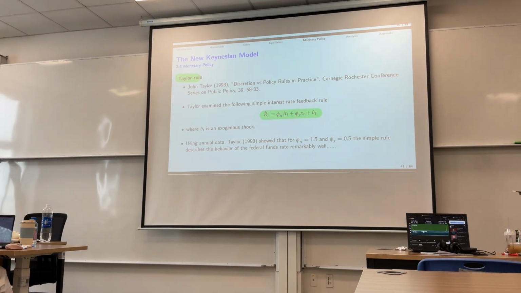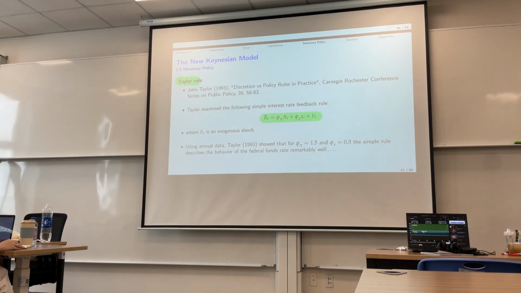Now, to introduce this: John Taylor wrote this paper 30 plus years ago, and he detected something so fundamental and so important that his name was tagged onto it. That's why it's called the Taylor rule, because it's his last name, John Taylor.